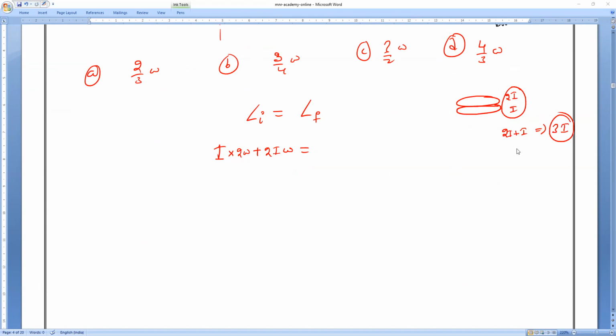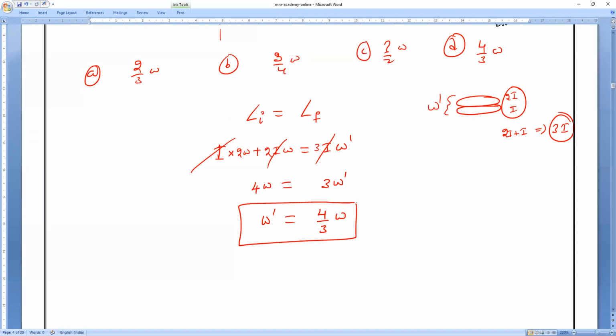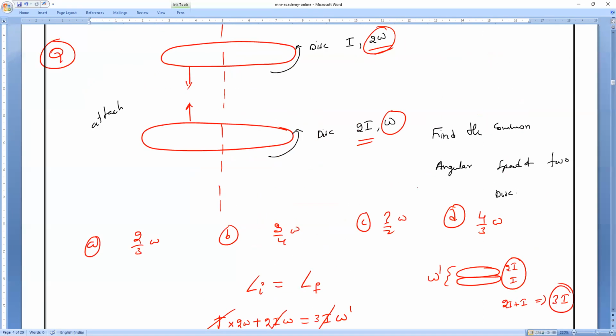But omega will not be the same, because combined means omega will change. Let me assume it is omega dash. So it is 3I into omega dash. Everywhere I is there, so I will get cancelled. What is remaining? 2 omega plus 2 omega, which is 4 omega. 4 omega is equal to 3 omega dash. So omega dash is equal to 4 by 3 omega. So what is the answer? Option D. That's all it is.